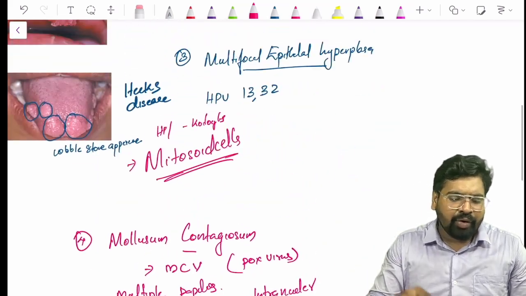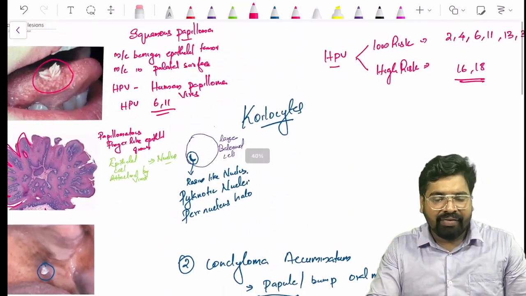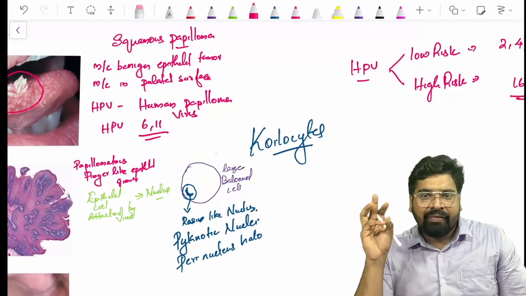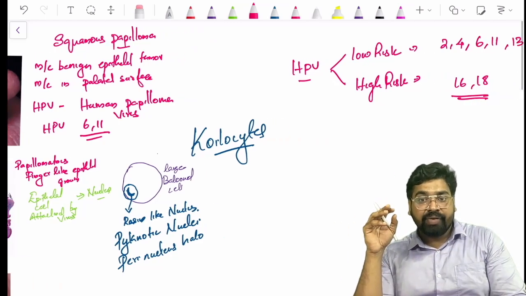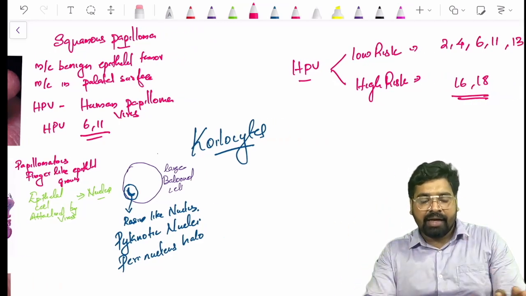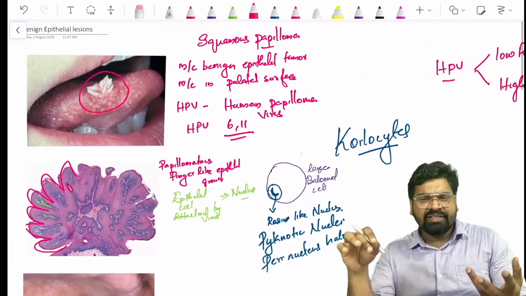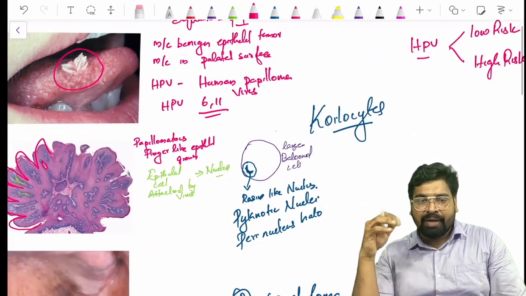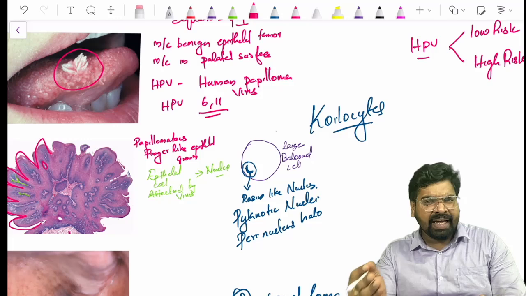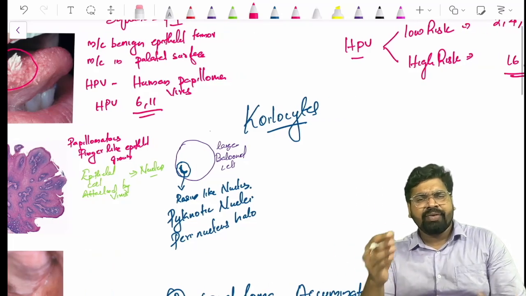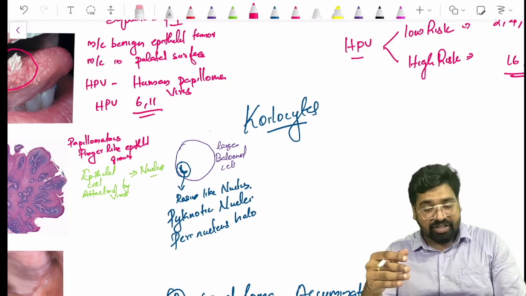Okay, so this is about our benign lesions in the oral cavity. We have seen squamous papilloma. We have seen the HPV categories, the low risk and high risk HPV categories. And then we have seen koilocytes, the raisin-shaped nuclei, the pyknotic nuclei. And then we have seen condyloma acuminatum. What is the specialty? It is also HPV, low risk HPV, but it is associated with HIV.